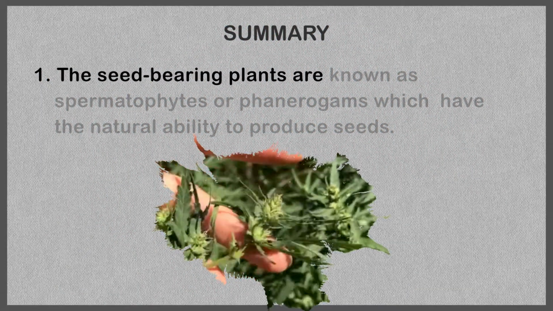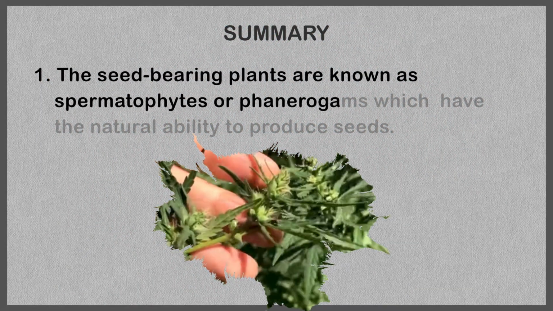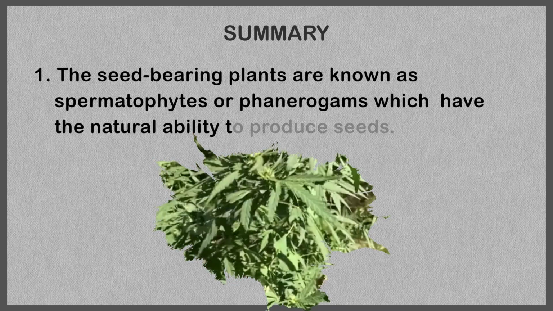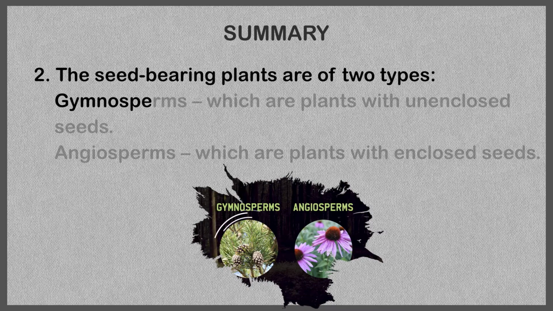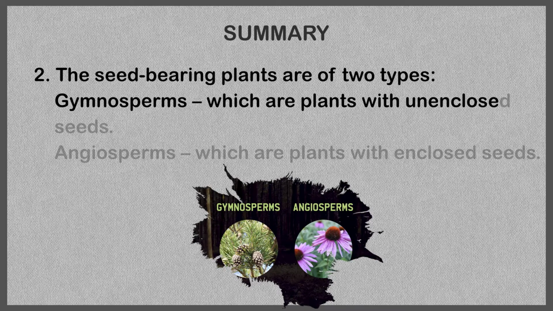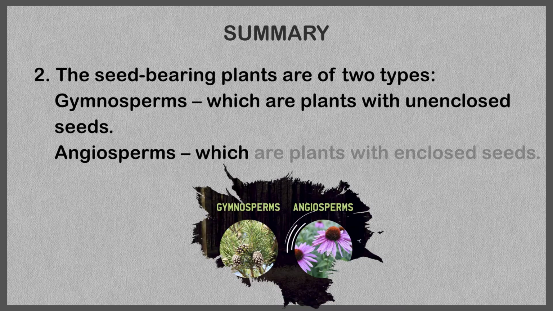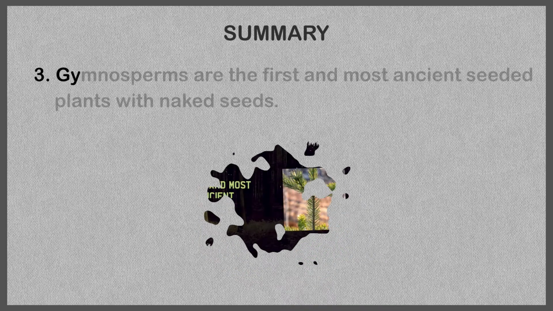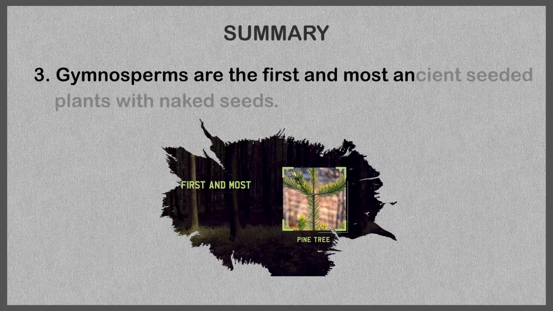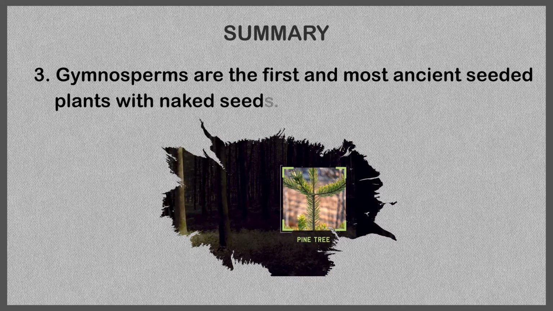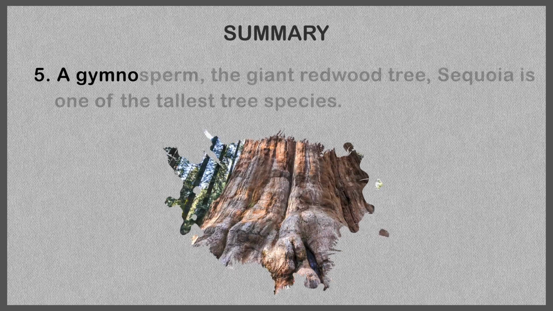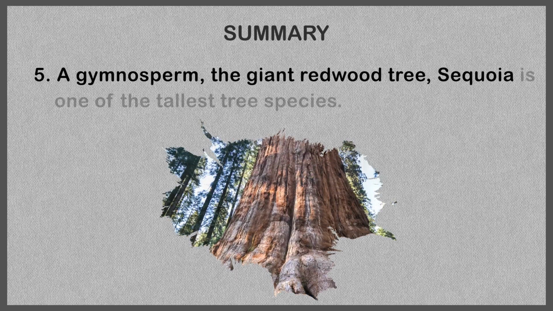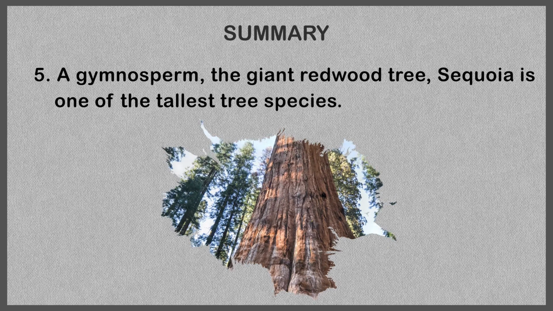Seed-bearing plants are known as spermatophytes or phanerogams, which have the natural ability to produce seeds. The seed-bearing plants are of 2 types: gymnosperms, which are plants with unenclosed seeds, and angiosperms, which are plants with enclosed seeds. Gymnosperms are the first and most ancient seeded plants with naked seeds. The seeds in gymnosperms are held in specialized reproductive structures called cones. A gymnosperm, the giant redwood tree Sequoia, is one of the tallest tree species.